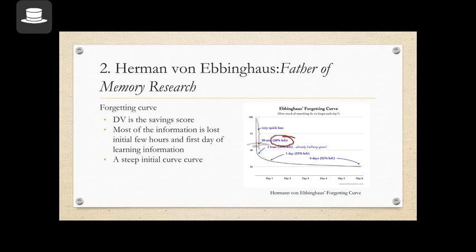After an hour, it would go down to baseline, like 45 or 50%. In a day, the saving score would go down to 33%. And in 6 days, the information retained would be only 25%.